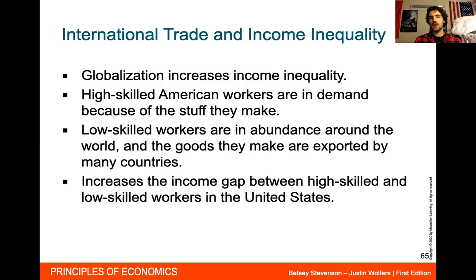But the higher skilled our population is, the more pinpointed and higher skilled required goods that we're going to produce, and we're going to lose lower skilled required jobs by producing shirts. It increases the income gap between high skilled and low skilled workers in the United States, essentially what I said before.